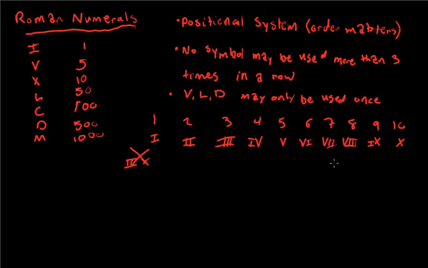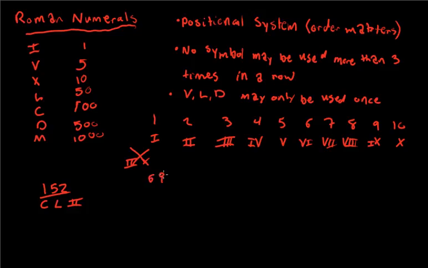So let's go over a few examples of other numbers, just so we get some practice representing different numbers in the system. Let's say like 152. To represent 152, first we need 100, so we'll say C for 100. We need 50 more, so we'll put an L there. And for 2, we need II. So that number is 152.